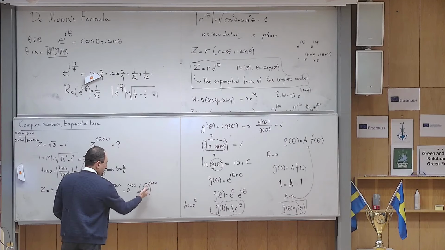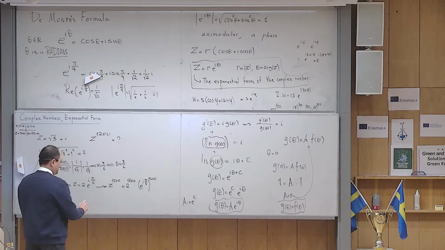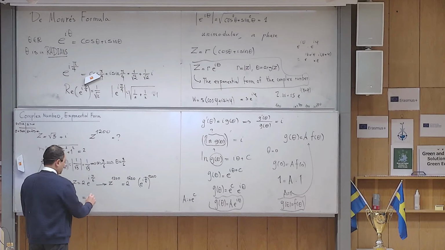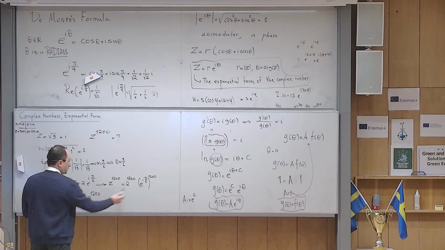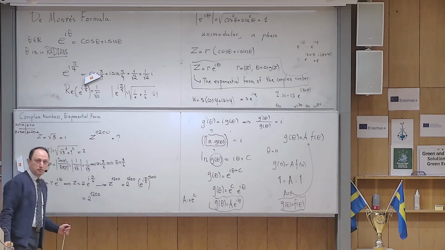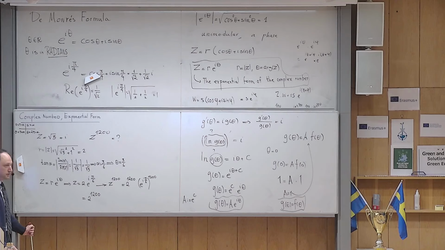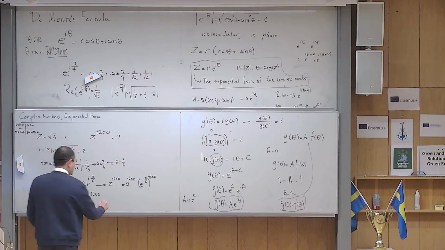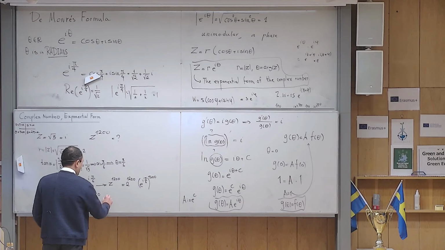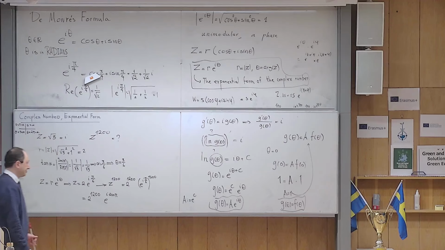And then these two exponents should be multiplied. But when I multiply them, what happens? Pi over 6 times 1200 becomes what? 200 pi. Yes? So it becomes e to the power of 200 pi i. 200 and pi. Okay?